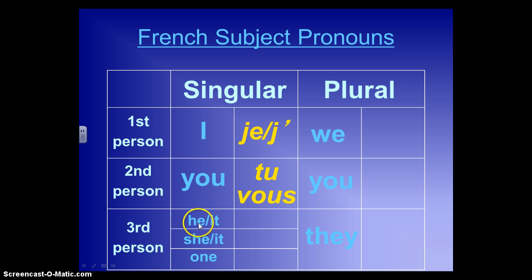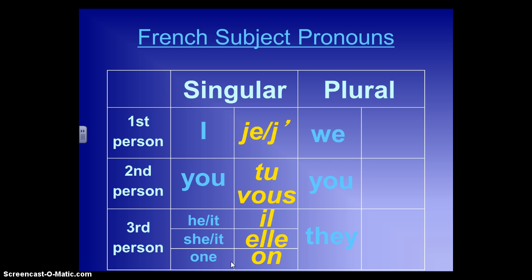Do you remember he? This is il. Check it out. It can also mean it, though. We've used elle. Now we have this third pronoun, on. On is a wackadoodle kind of pronoun. It can mean all sorts of different things. It can mean one. It can mean we. It can mean they. On is just kind of kooky, which is interesting.